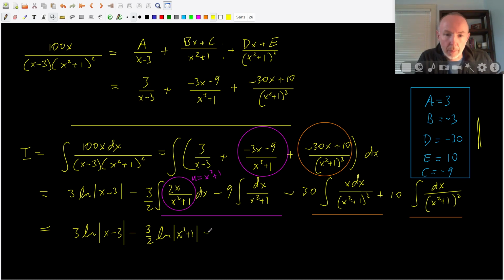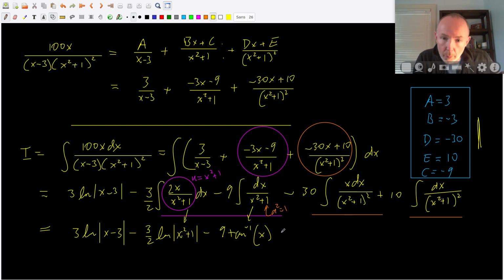The next one, though, is not a u substitution. It's an inverse tan. And a squared is 1 in this case. So this is inverse tan with a squared equals 1. And so just using what we used in the previous example, this is going to be 1 over 1 times the inverse tan of x over 1. So there we go. There's that second one. That's coming from here. That one's coming from there.